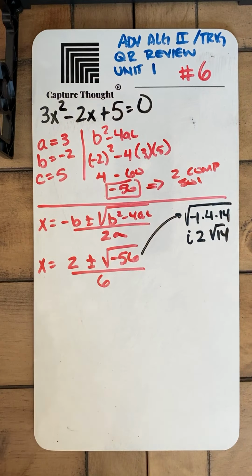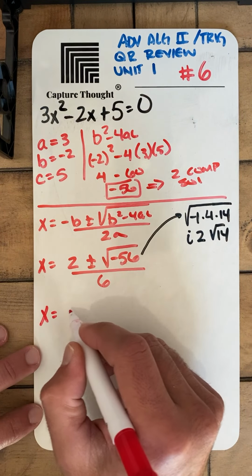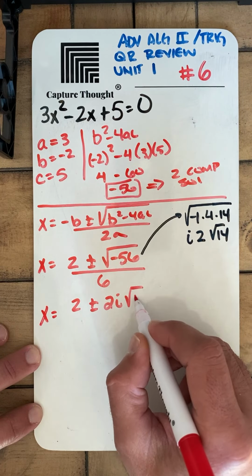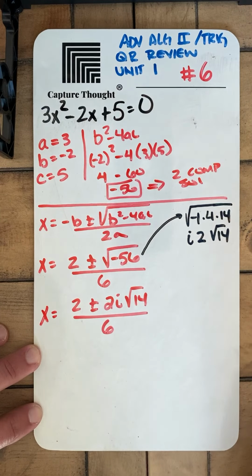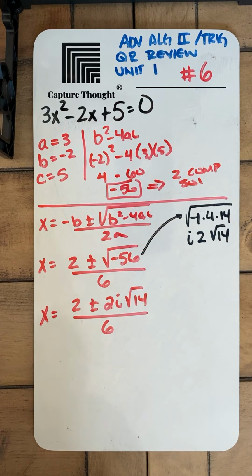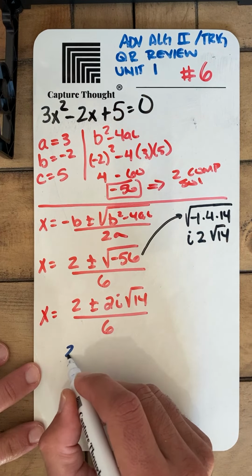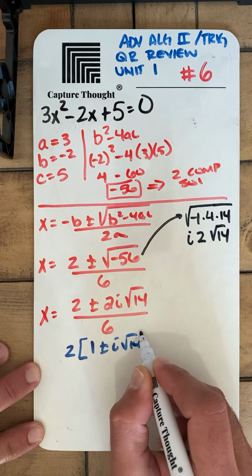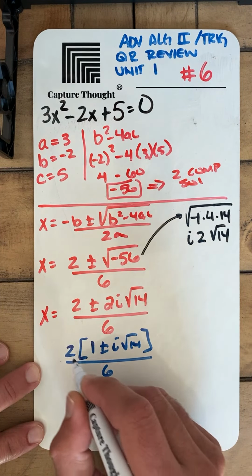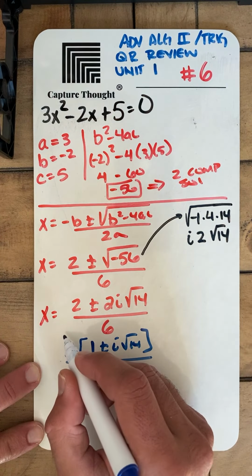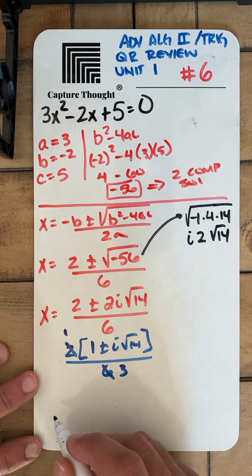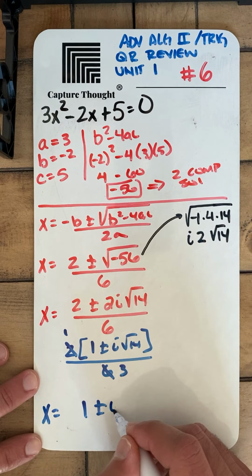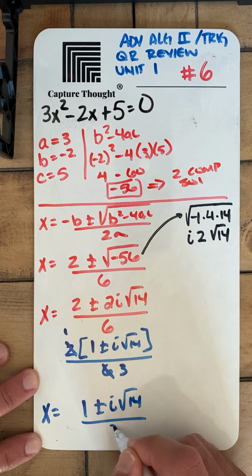So now this whole thing can be rewritten as x is equal to 2 plus or minus, it's customary to put the number in front, so 2i rad 14 all over 6. Now what I want you to do here is to see if you can pull out a common factor from the top, which you can, and that would be a 2. And you'd be left with 1 plus or minus i rad 14 all over a 6, and then cancel these, simplify. So that becomes a 1, that becomes a 3. So your final answer is x is equal to 1 plus or minus i rad 14 over 3.